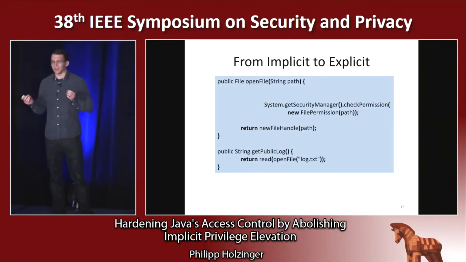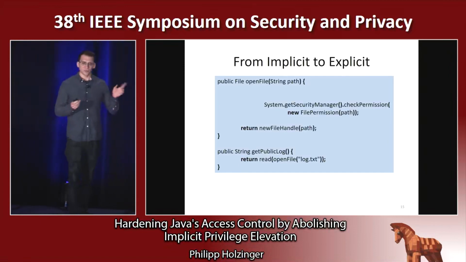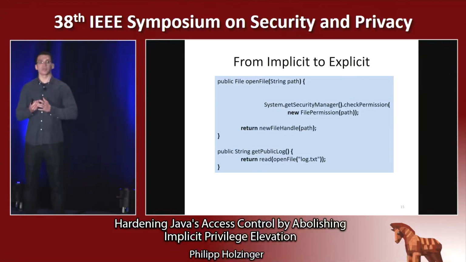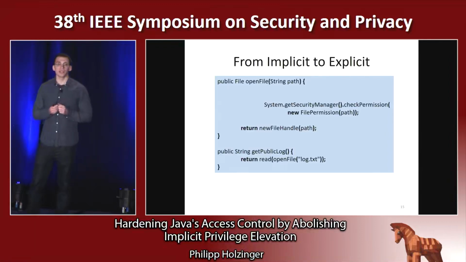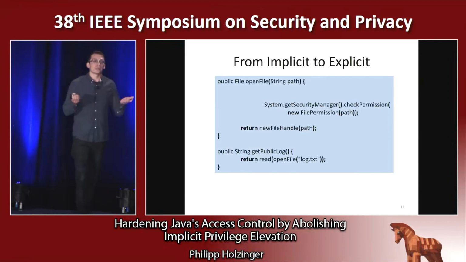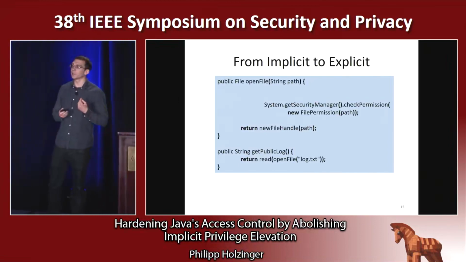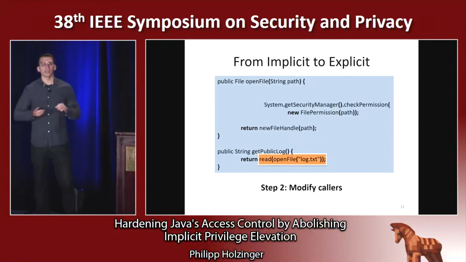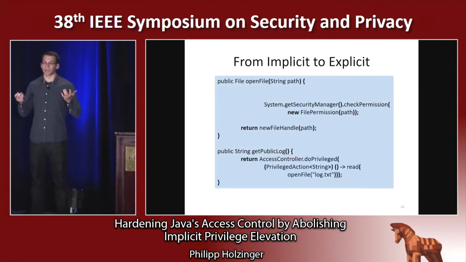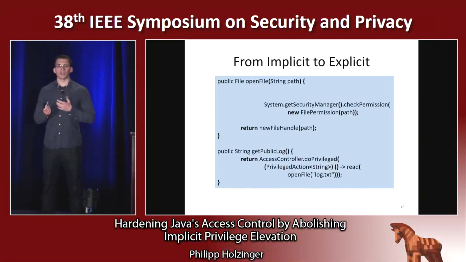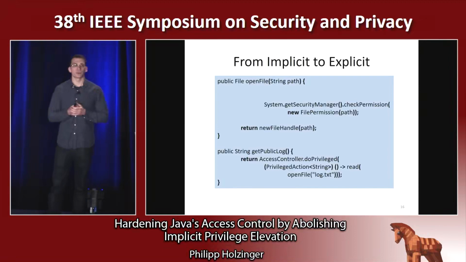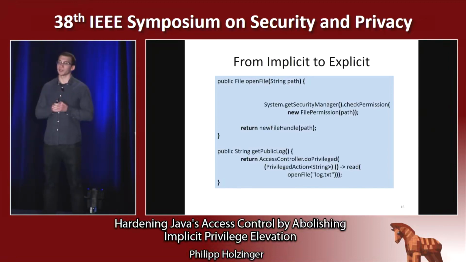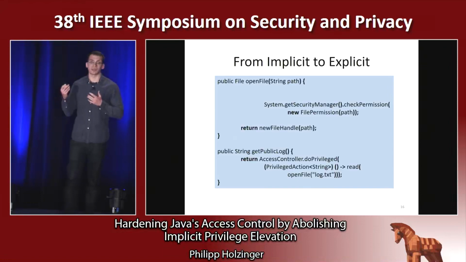Are we done yet? We are not, because as we've seen before, untrusted code before our modifications was able to call getPublicLog and then actually get the contents of log.txt. This was intended functionality before, but after our modification here, this would fail. So that would be breaking backward compatibility. So to retain backward compatibility, we need to modify our callers such that they explicitly elevate their privileges. And there is dedicated functionality in the class library to do that. Now, explicit privilege elevation doesn't suffer from the maintainability and security problems that we've seen before. So this is definitely an improvement here. And we do this to retain backward compatibility.